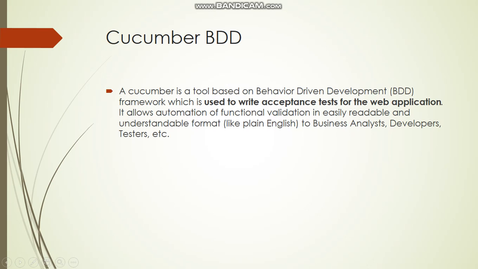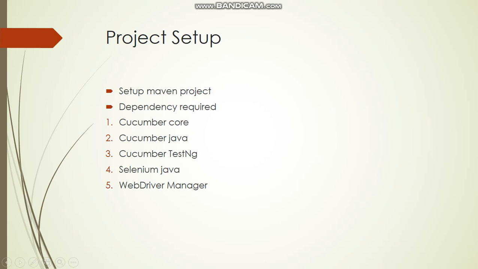As I told you, it allows you to automate functional validation in an easily readable and understandable format. Easily readable in the sense that here we are going to use simple plain text language in order to write our scenarios. As I mentioned earlier, it can be written by your business analyst, developers or testers, those who have good product knowledge, and they can collaborate and write the feature file. So come to the project setup.